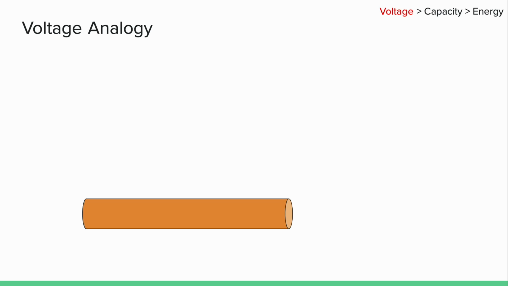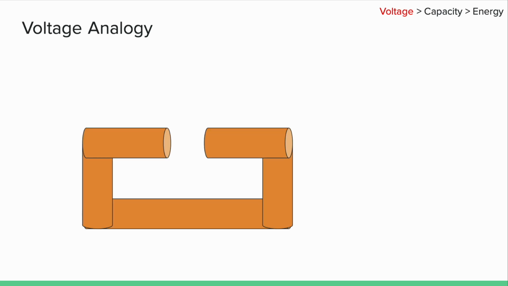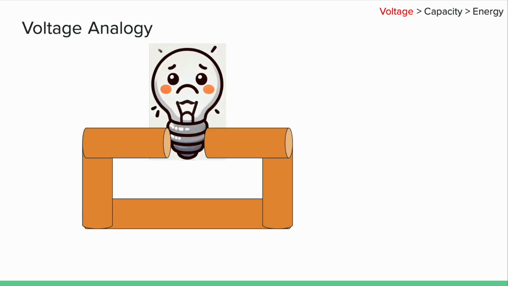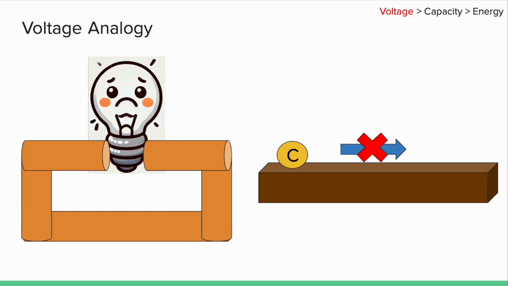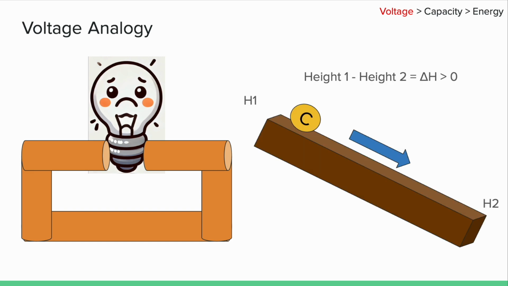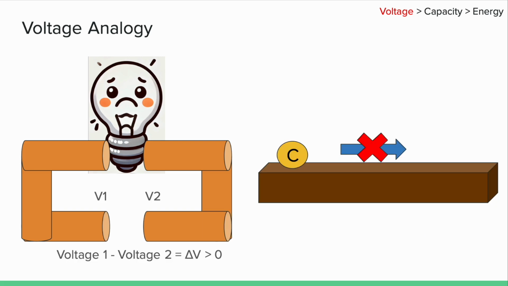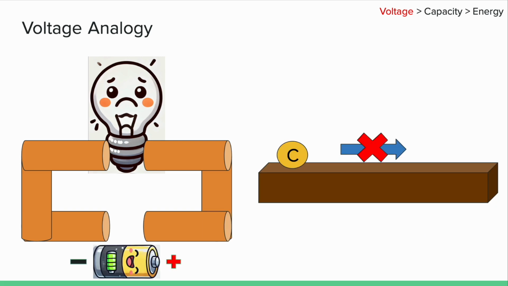Here is a copper wire by itself. I'm going to connect it to a light bulb so that the electrons can flow through it and light it up. However, the electrons will not flow through the light bulb just because I asked. This is the same as the plank being flat and the ball not rolling. Instead of creating a height drop for the ball to roll down, I need to create a voltage drop for the electrons to move through the light bulb. And this is what batteries do.